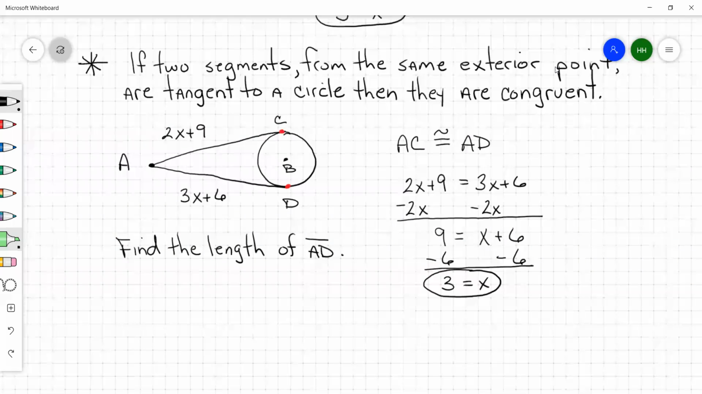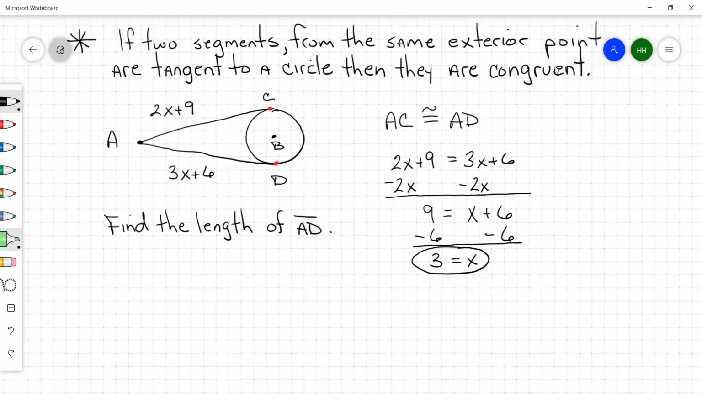AD is represented by the expression 3x plus 6. So AD is going to be equal to 3 times 3 plus 6. And what's that equal to? 15. Very good. So that's what your AD is equal to. Everybody okay with that? Anybody got any questions on any of that?